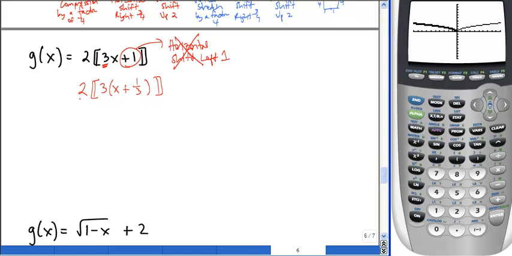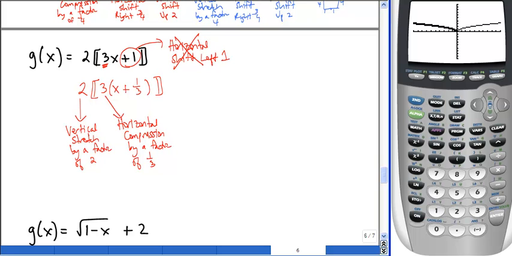So let's start at the front here. What does this 2 do? Since it is way on the outside, that's a vertical stretch by a factor of 2. The 3 on the inside, since it's on the inside, that's horizontal. And since it's bigger than 1, we're actually going to do a compression, a horizontal compression by a factor of a third. And then finally, this plus 1/3 next to the x, still inside of our greatest integer function, is also a horizontal change. This is a horizontal shift. Because it's plus, we're going to go left 1/3.